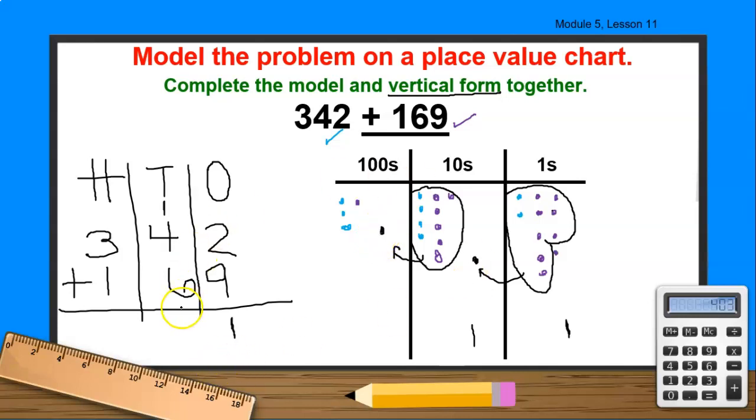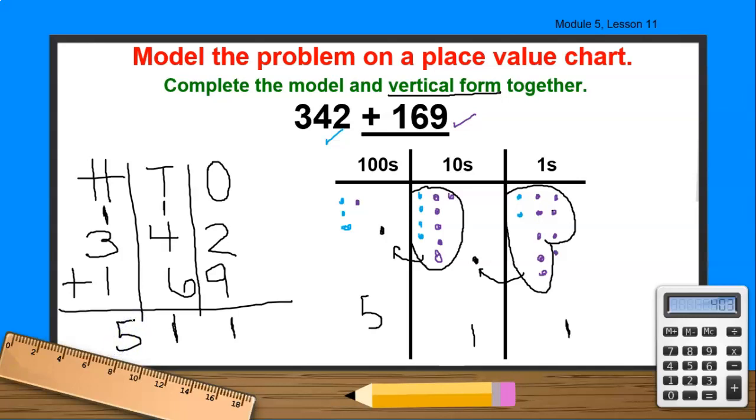So I do that in my vertical form. I put 1 ten in the tens and I put 1 in the hundreds. Last thing I do is I count the hundreds. 1, 2, 3, 4, 5. I have 500. And 100 plus 300 plus 100, that gives me 500, boys and girls.